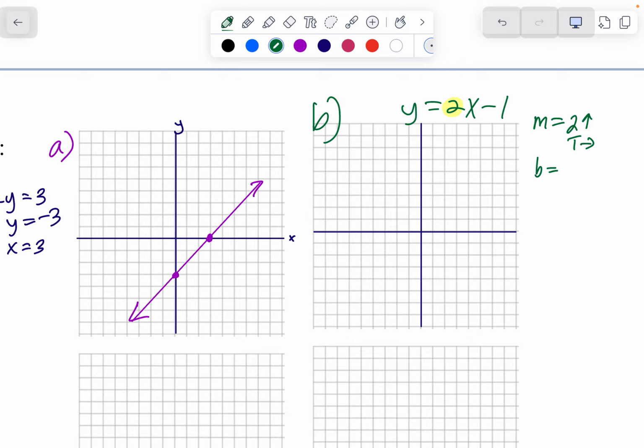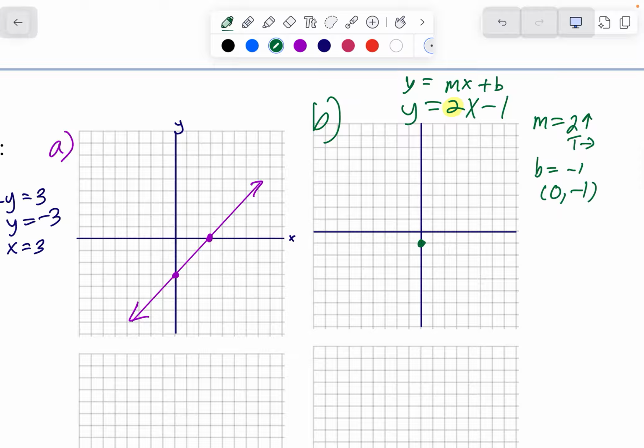What's our y-intercept? 1. Yeah. Make sure to include the negative with it. That -1 is important. So we're going to start at the point 0, -1. So remember what you do. Start at the y-intercept. The slope tells me how to move to the next point. Okay, so go to the y-intercept of 0, -1. Put your dot.